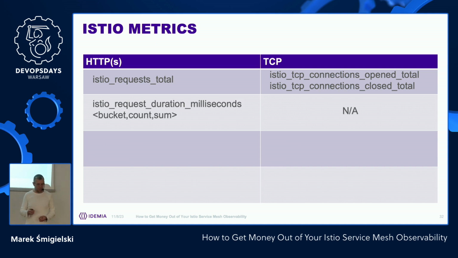And then you have a duration for the HTTP. You don't have the duration for TCP because it's like a stream that is open. So you only see the stream that was open, and you don't see anything like how it was happening. And you have this bucket, count, sum, so you can make histograms, percentiles, and averages. If you use the sum and divide it by the count, you have an average. So you can really play with that. It's a standard way of doing that.